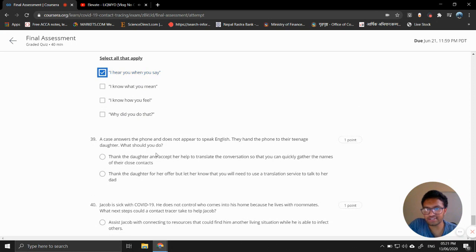Question number 39: a case answers the phone and does not appear to speak English. They hand the phone to a teenage daughter. What should you do? Not "thank the daughter and accept her help to translate." Instead, thank the daughter for her offer, but let her know that you will need to use a translation service to talk to her dad.